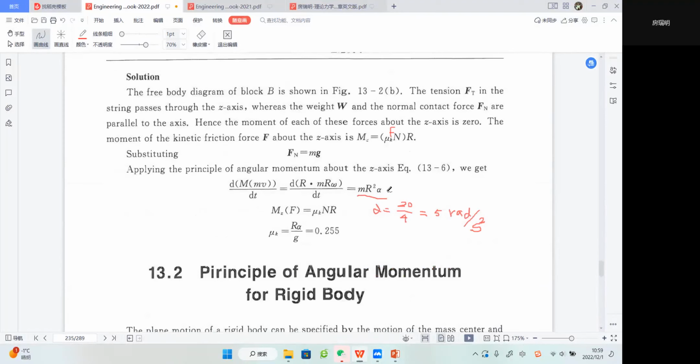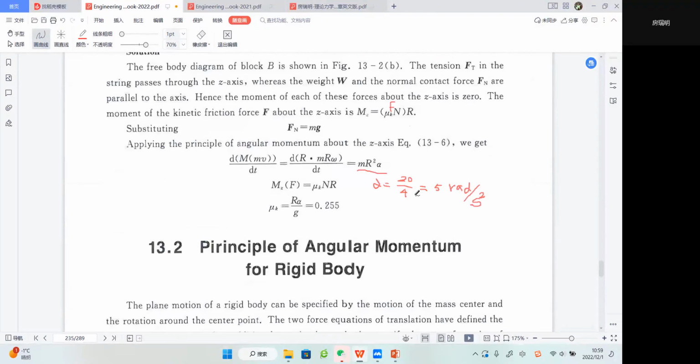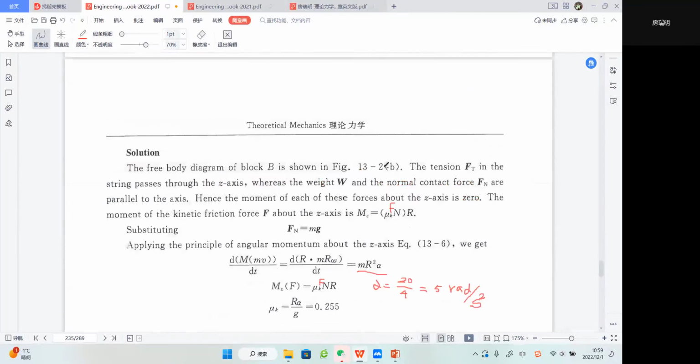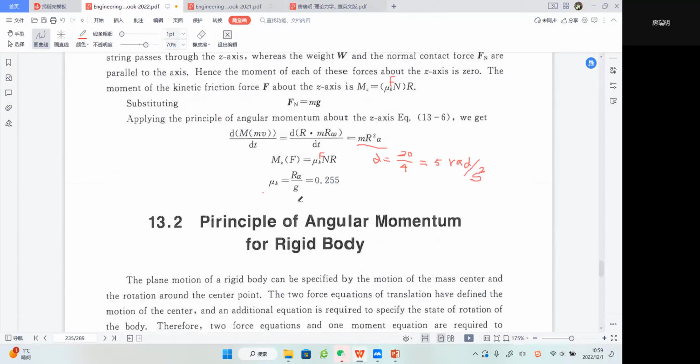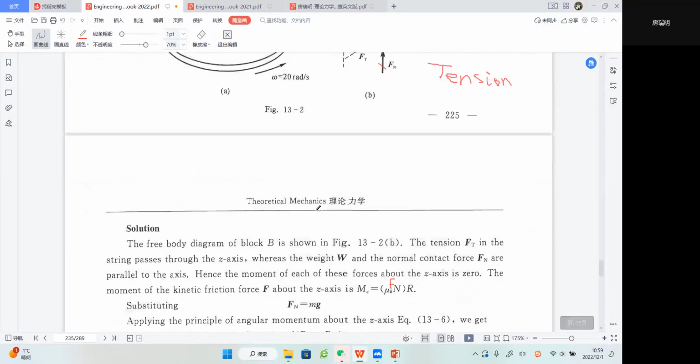So here is the thing. What is alpha? Alpha means it goes from 0 to 20 radians per second, in just 4 seconds. So we have alpha equals 20 over 4, which is 5 radians per second squared. Then we replace this alpha with 5. Then we use this mu k Fn r. And Fn equals mg, so you can very easily find the final result, mu k, the kinetic friction coefficient.